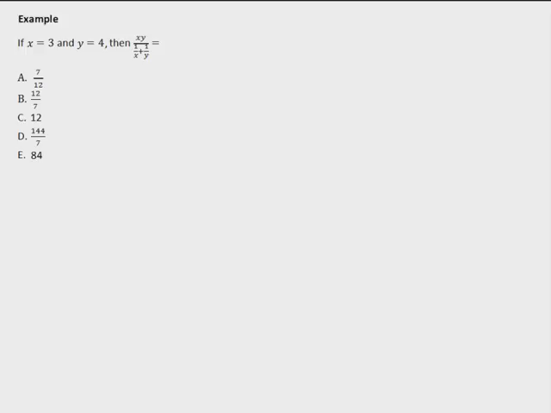If x is 3 and y is 4, then xy over 1 by x plus 1 by y is equal to. So there are two ways to go about this. You can actually substitute 3 and 4 and find out the answer. Or you can try simplifying that expression and then substitute. I'll do the latter.